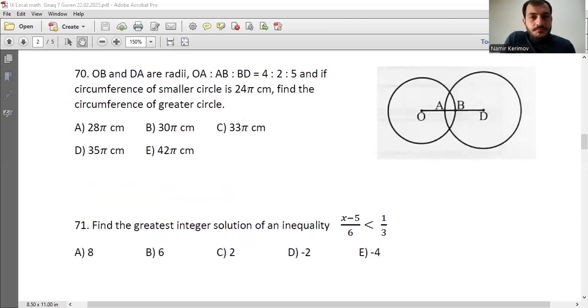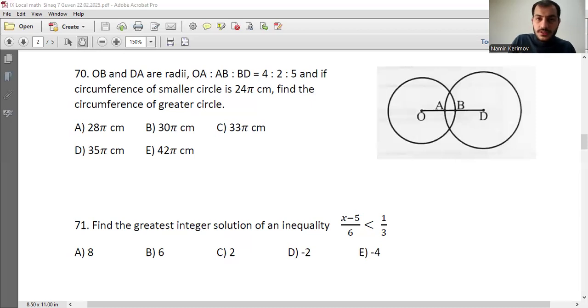In 70, the circumference of the smaller circle is given, and the length OB is the radius of that smaller circle. So we can say that 24 pi equals 2 times pi times the radius of the smaller circle. Radius equals 12. Again, the length OB is the radius of the smaller circle.